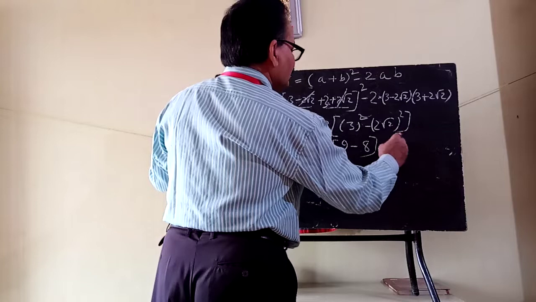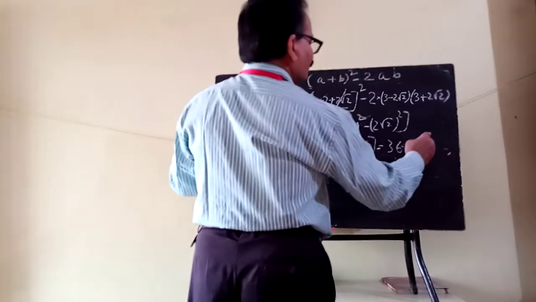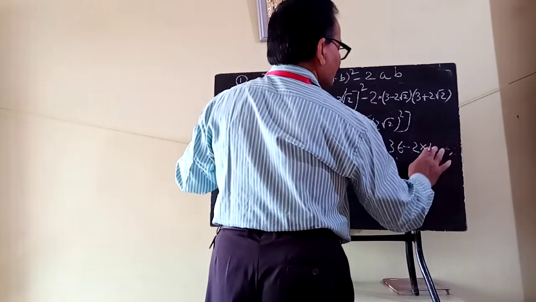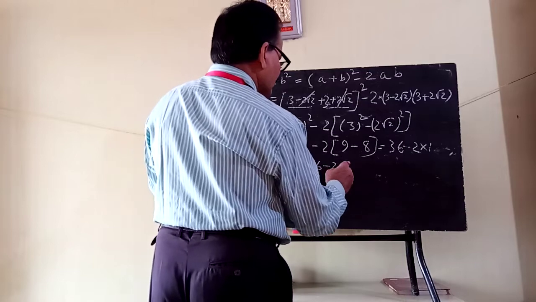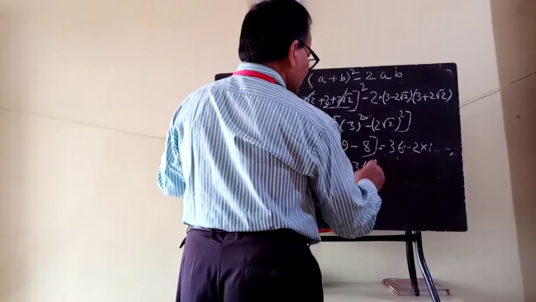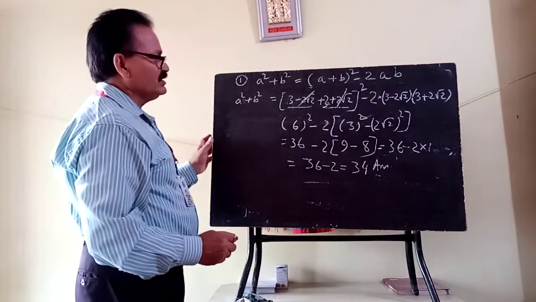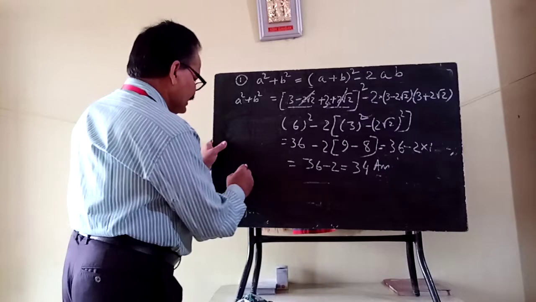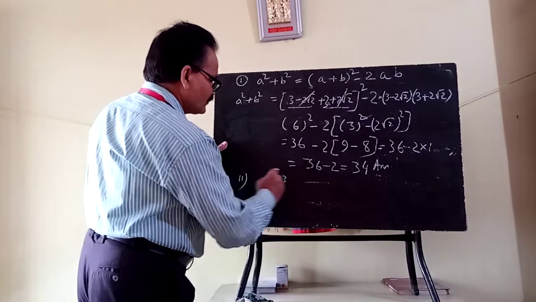So that is your 36 minus 2 into 1. So this is 36 minus 2, which is 34. 34 is your answer for the first question, a square plus b square. Now for the second question, a cube plus b cube.